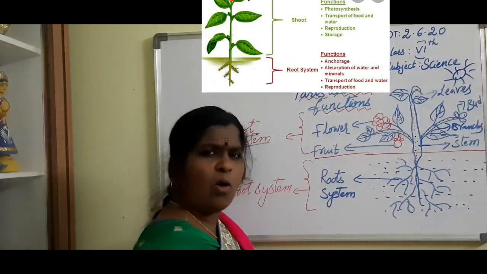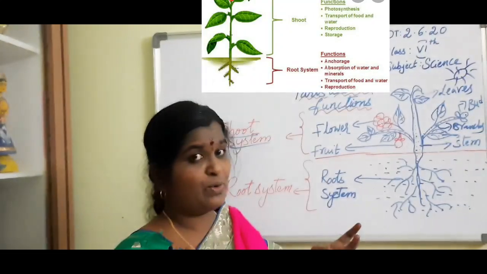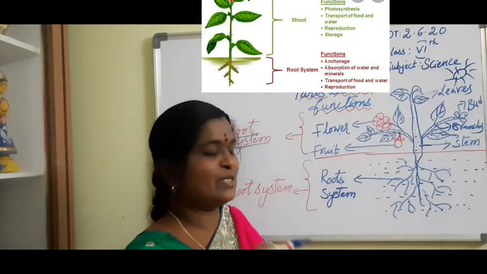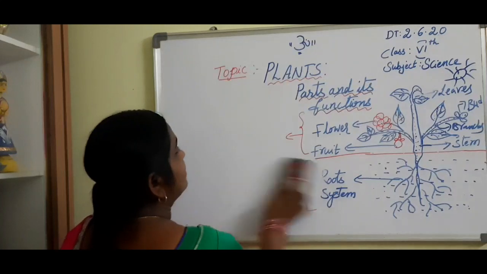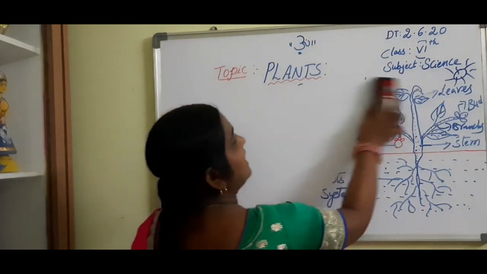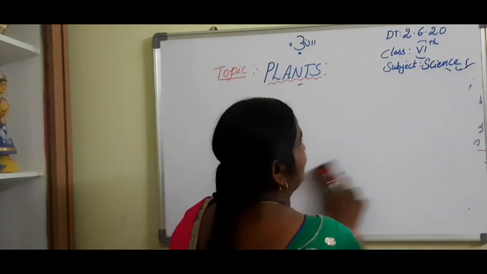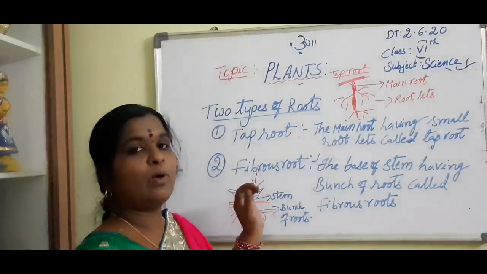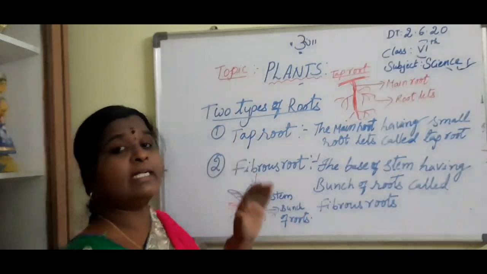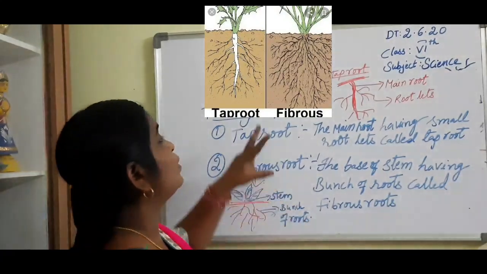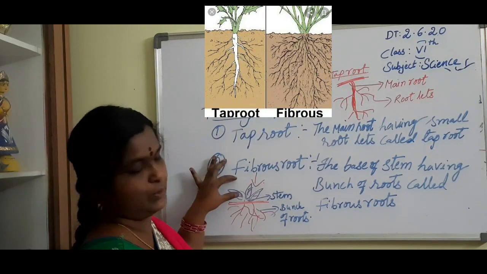Okay, are all the roots the same size? Do they look the same? No, they are different. Let us learn about that. See, children, here I will show the types of roots. Roots are of two types, so the roots are not all the same. The two types are taproot and fibrous root.